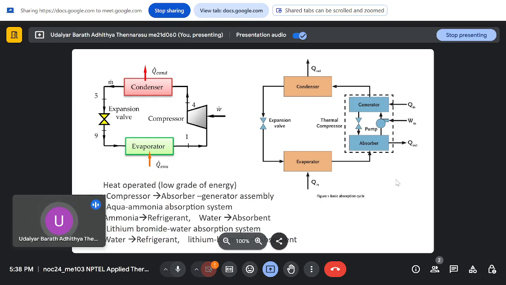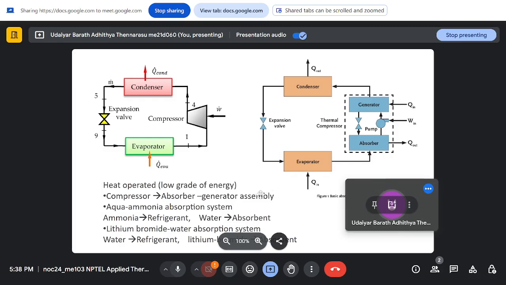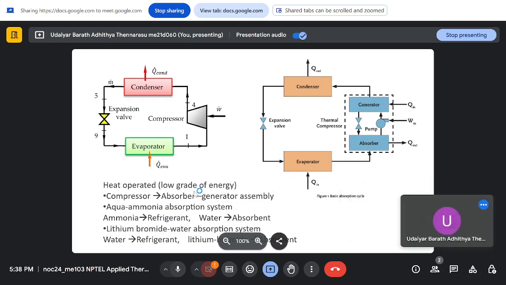The other parts will remain the same, just the compressor is replaced with the thermal compressor. Examples of fluids which are used are an ammonia-water refrigerant or a lithium bromide-water refrigerant. In ammonia-water, ammonia is the refrigerant and water is your absorbent, and in lithium bromide-water, water is the refrigerant and lithium bromide is the absorbent.